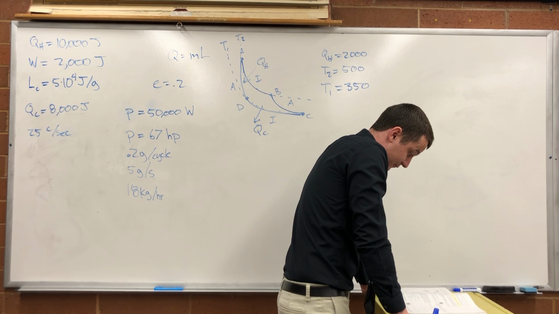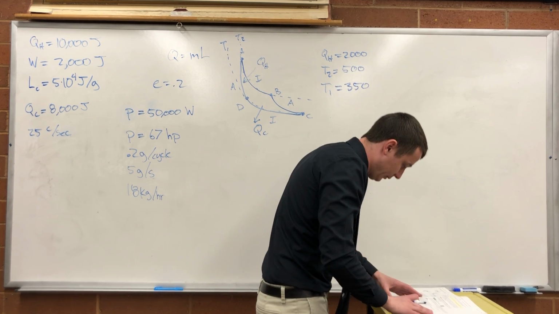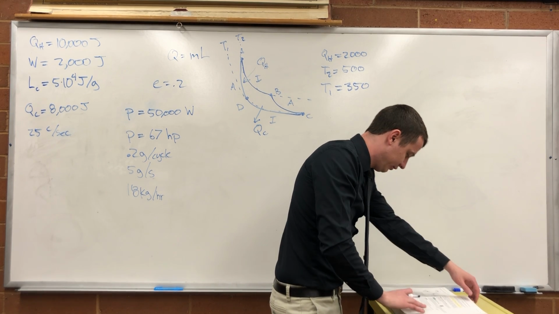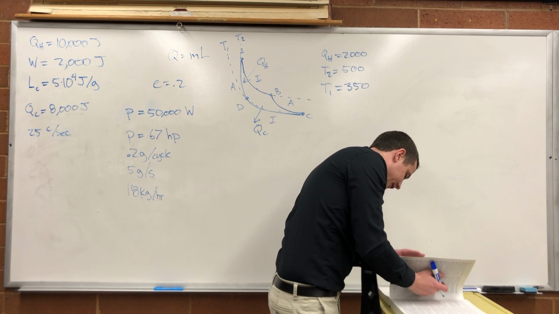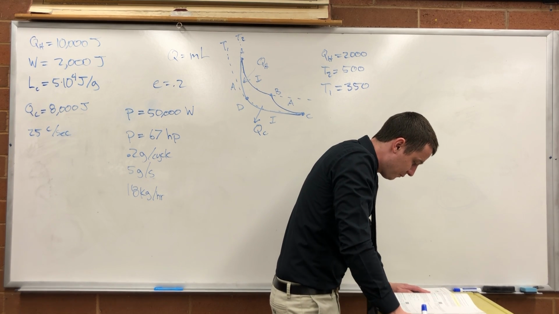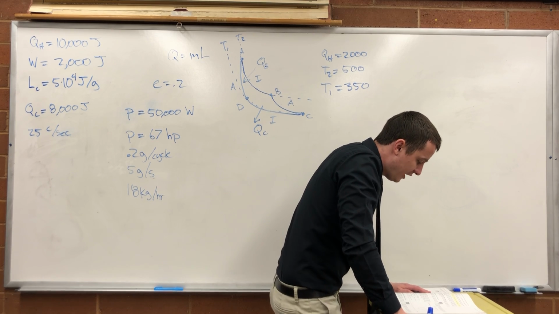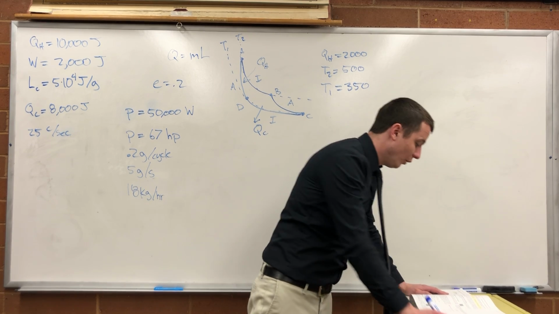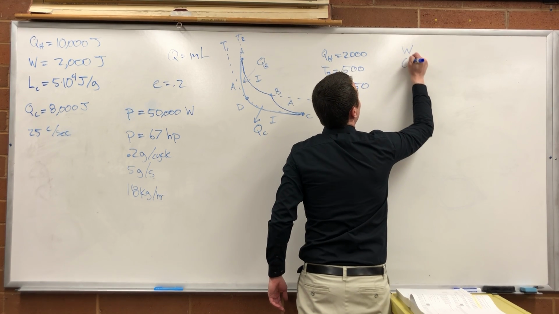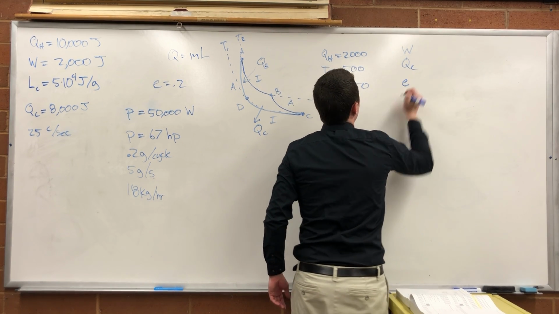Anyways, lost track of what we were doing. Okay, a Carnot engine takes in 2,000 joules of heat from a reservoir at 500 degrees Kelvin, does some work, and discards some heat to a reservoir at 350 degrees Kelvin. How much work does it do? How much heat is discarded? And what is the efficiency? So we're looking for work, we're looking for QC, and we're looking for E.